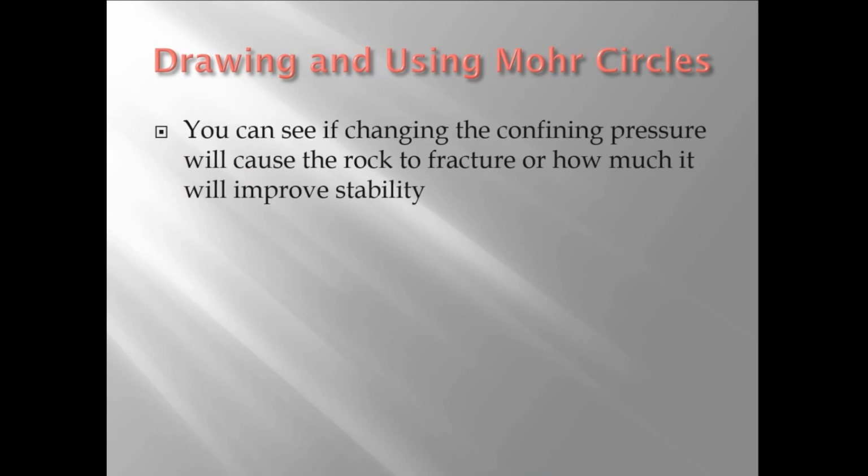Also, confining pressure. That's your sigma 3. It's your weaker of the stresses, but if you change sigma 3, it's going to change your circle dramatically. This is why bracing mine shafts and adding toe support to road cuts and so forth can stop rock failure.